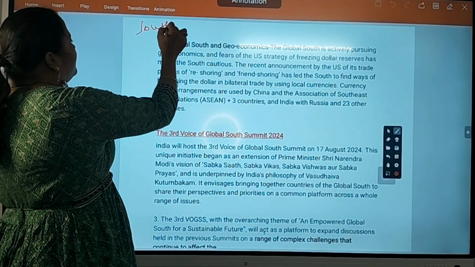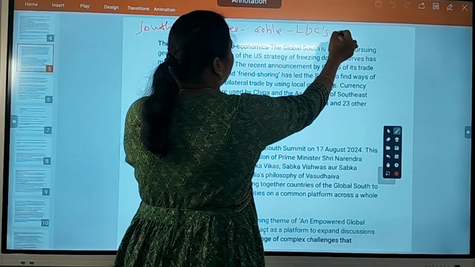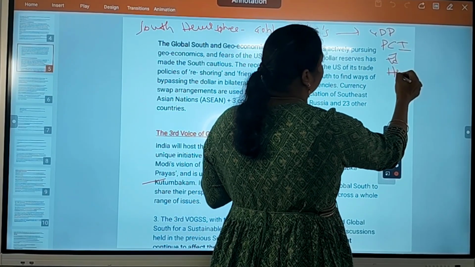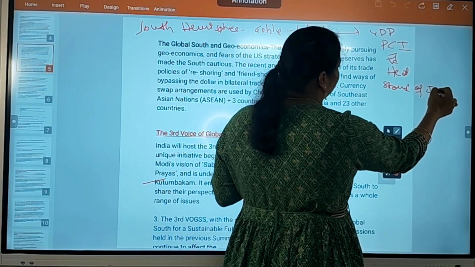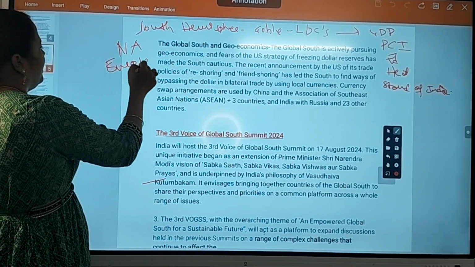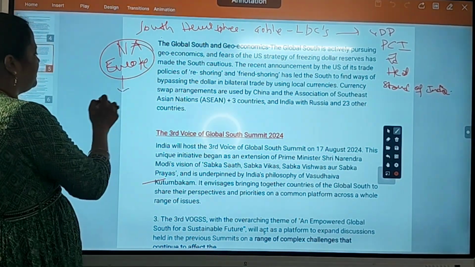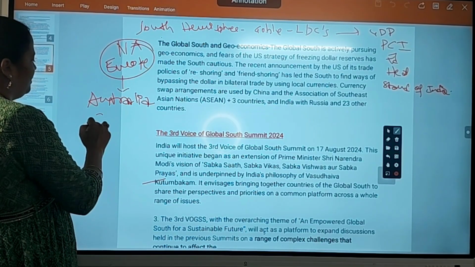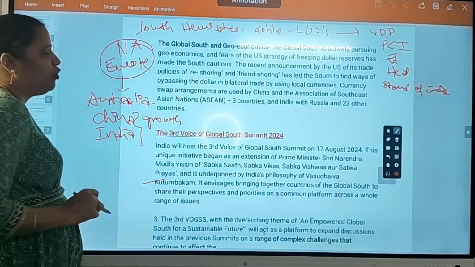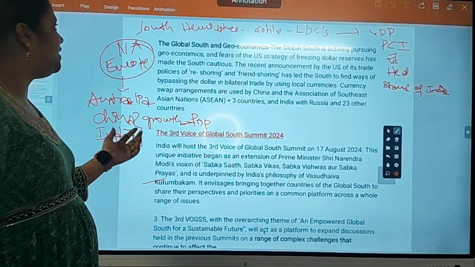Whatever countries are in the southern hemisphere of the globe, they are LDCs, and in some parameters they are backward: GDP, per capita income, education, health, standard of living. In all these things they are less. These are the countries except North America and Europe. Excluding these, all others will be termed as Global South. Although Australia is developed and China and India have grown, they are still not considered Global North because they have population issues. So this is all about Global South, friends.